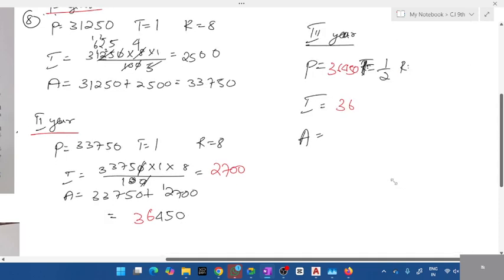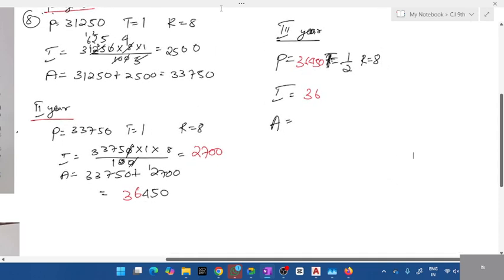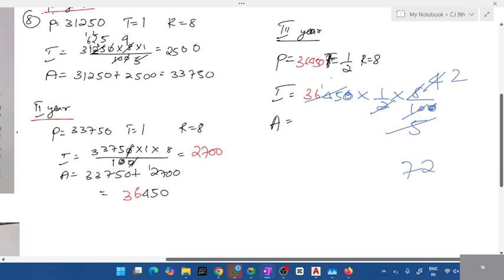1,458. Half year time. Now you're supposed to take half of 36,450 into 1 by 2 into 8 divided by 100. 0 and 0 get cancelled. 2 ones are 2, 2 fours are 8, 2 twos are 4, 2 fives are 10. What do you get here? 5 sevens are 35, 5 twos are 10.